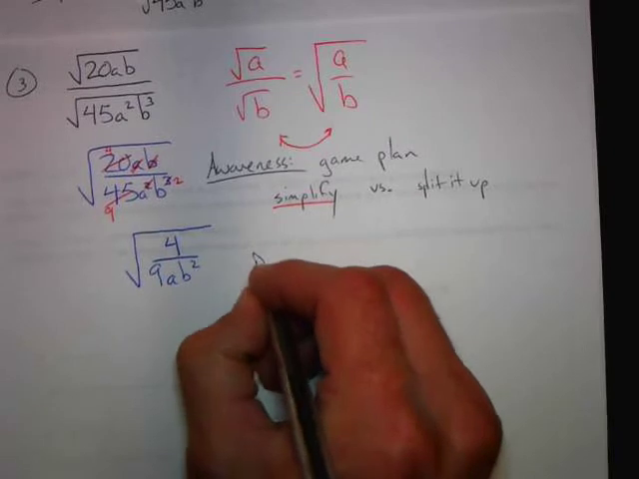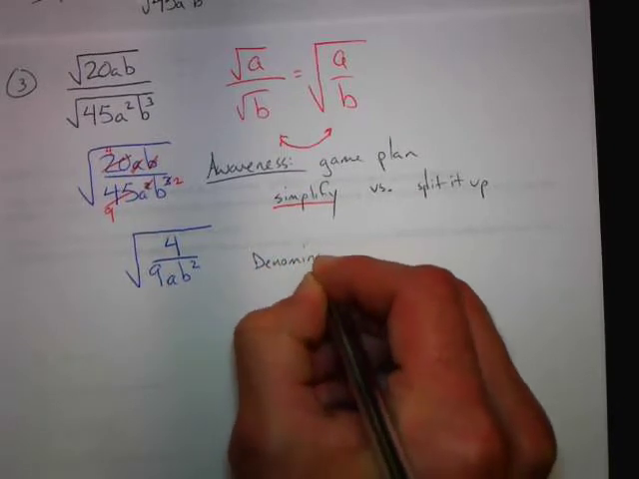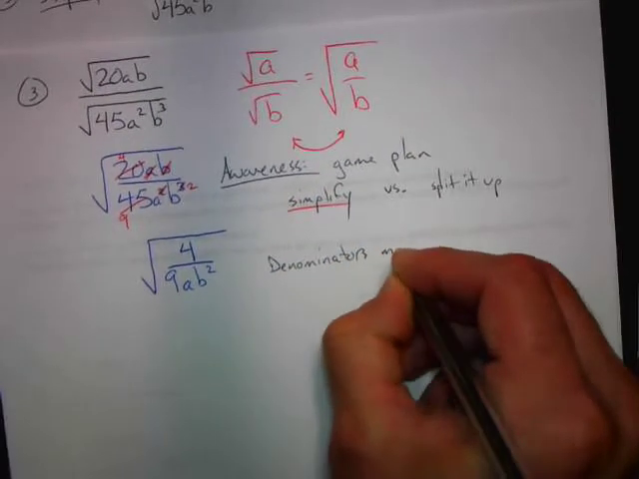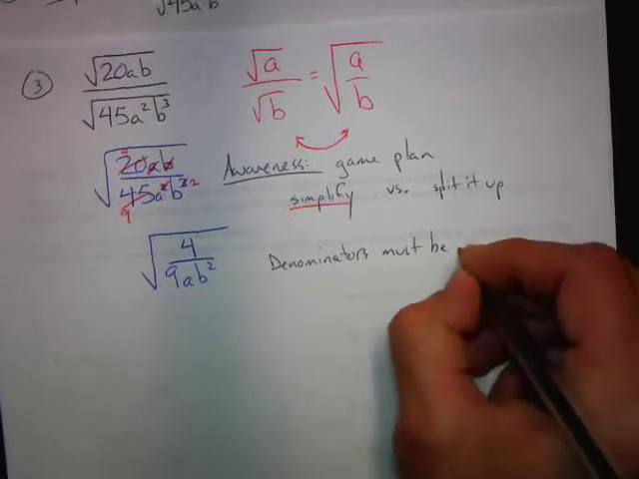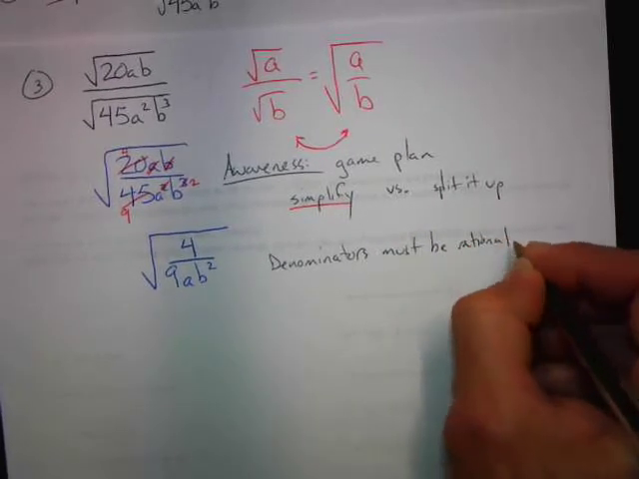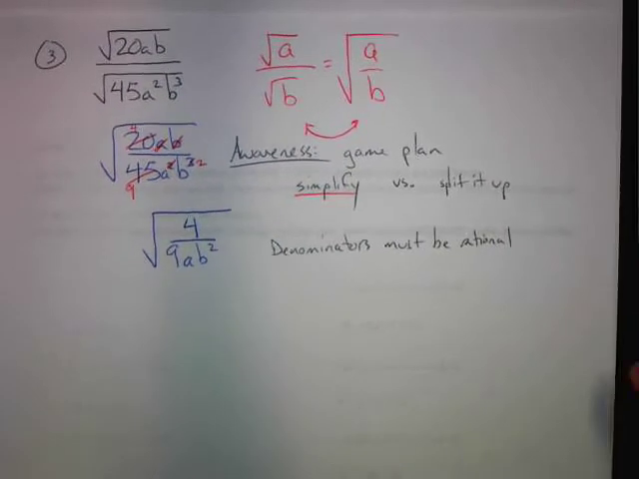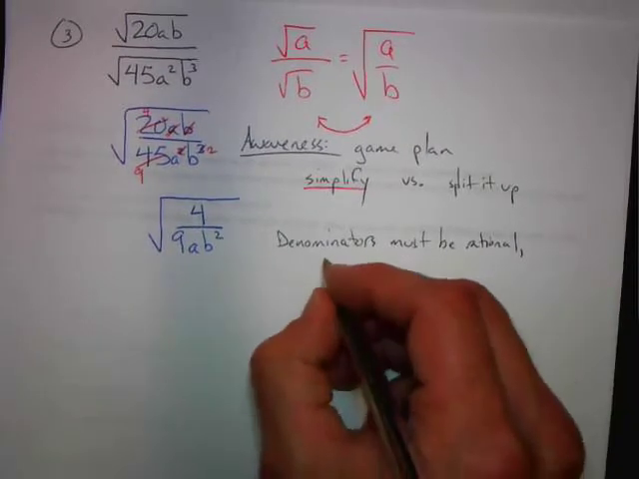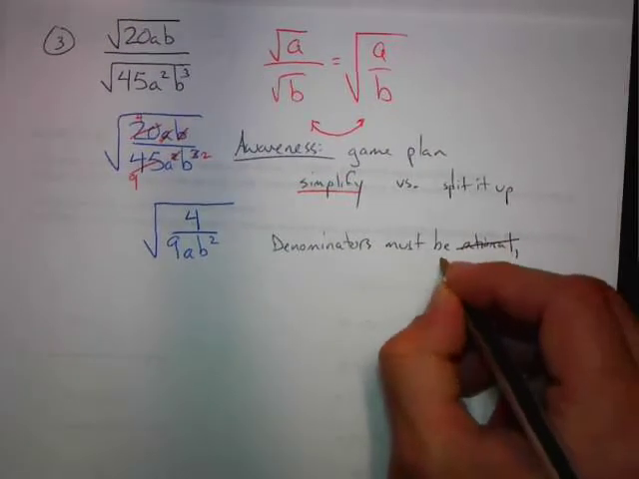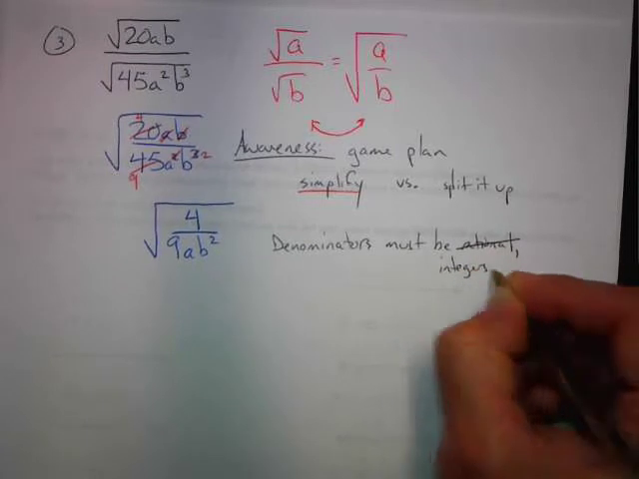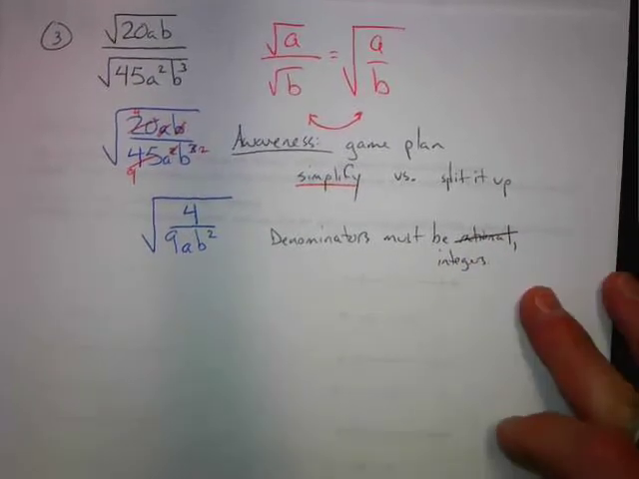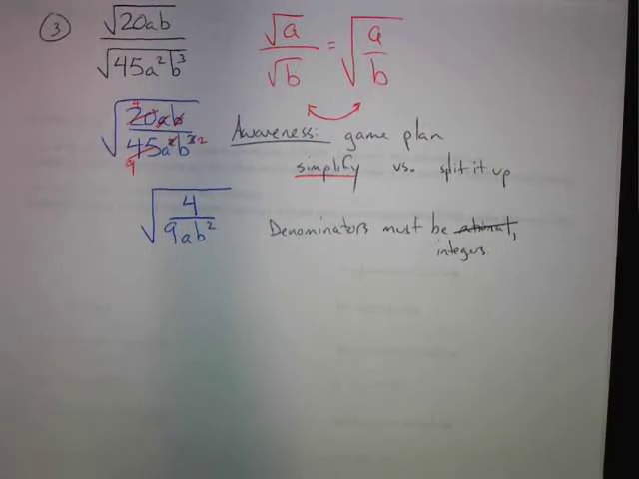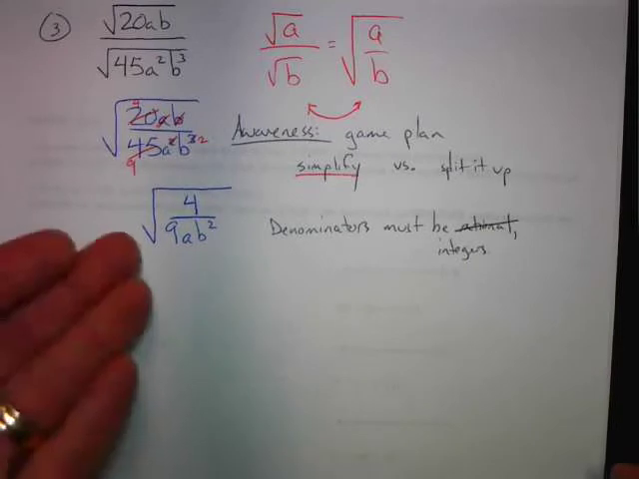Okay, so denominators must be rational, must be integers as well. So I should probably cross that out: denominators must be integers. And the reason why is the whole concept of division, splitting up into a certain number of equal parts. But anyhow, denominators must be integers. How are we going to work with that?